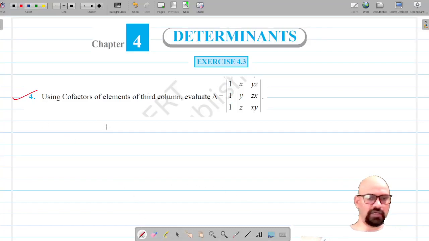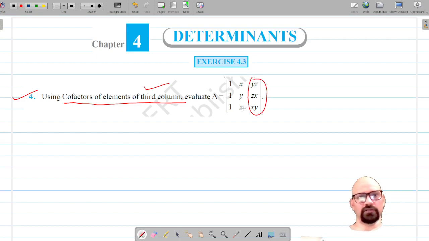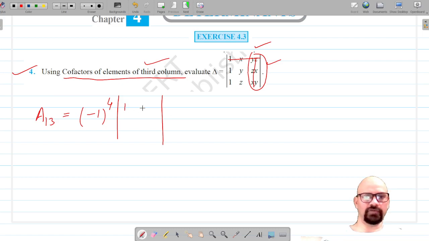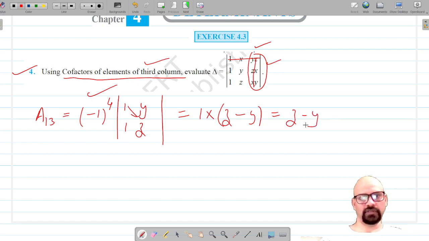Okay, so it's a similar question as question number 3, using the cofactors of the elements of the third column to evaluate the determinant. Let's find out the cofactors of the third column. The element in the first row and third column has cofactor minus 1 raised to the power 4. If we remove the row and the column of that, we have 1 y and 1 z. Minus 1 raised to the power 4 is 1. This is 1 into z is z, minus y, which is equal to z minus y.